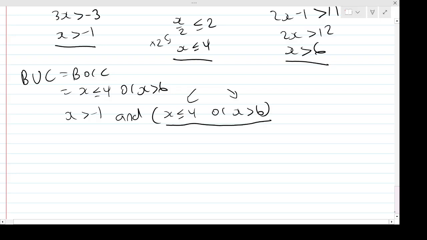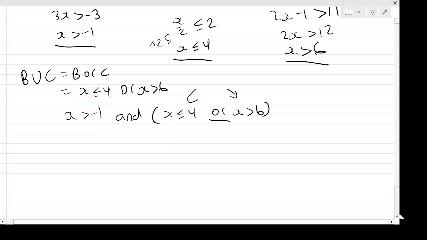So if either one of these two inequalities is true, because it's "or", it has to be at least one of them. And then if it's "and" with this inequality, we can just combine it with these two other inequalities, right? Does that make sense? So we can combine x greater than minus 1 with these other inequalities. Let's see what happens then.